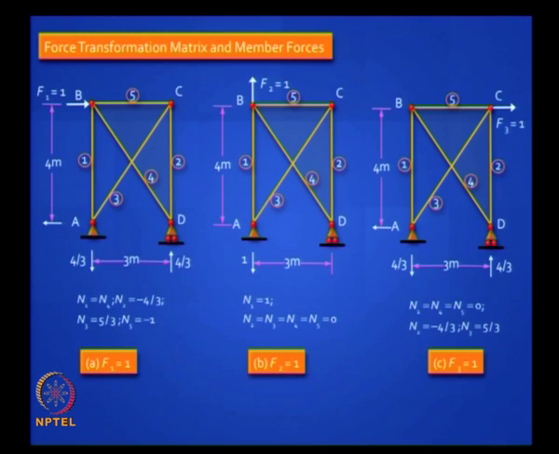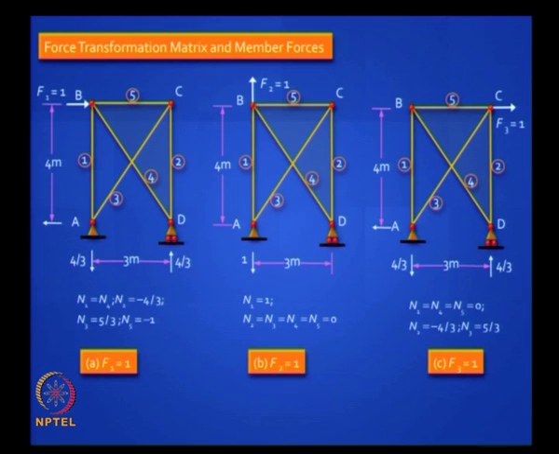It's a very interesting and powerful property. Let's demonstrate. So the first thing you have to do is to analyze the same truss for different unit loads, one at a time. Apply F1 equal to 1. We've done this earlier, so I'm going fast.